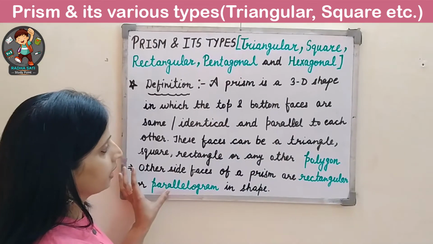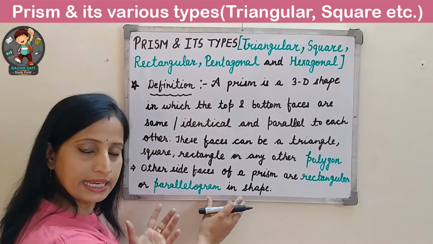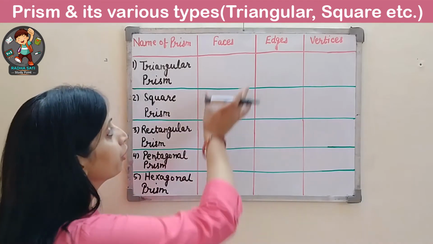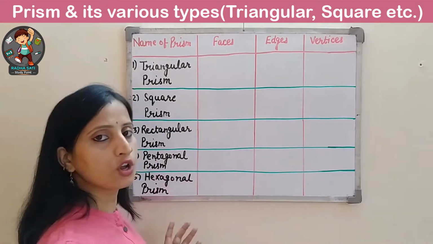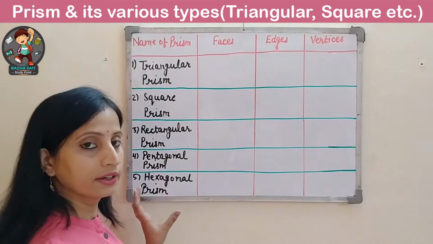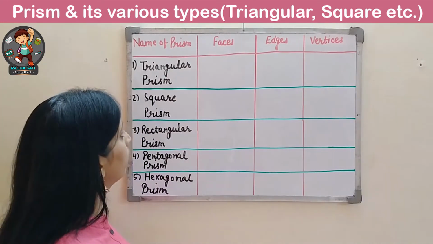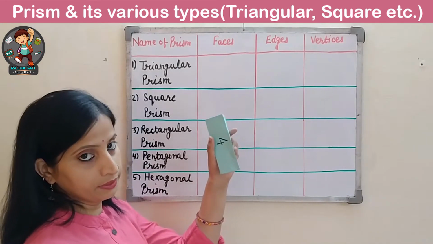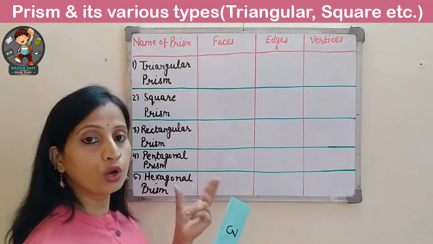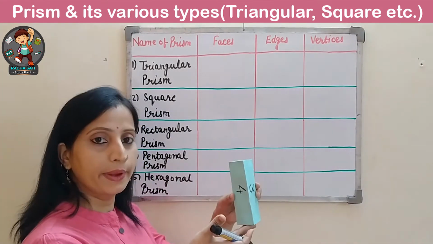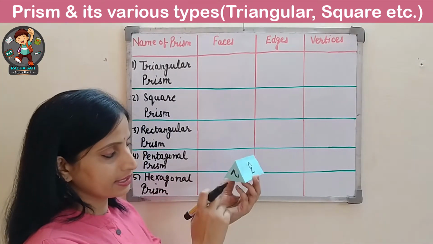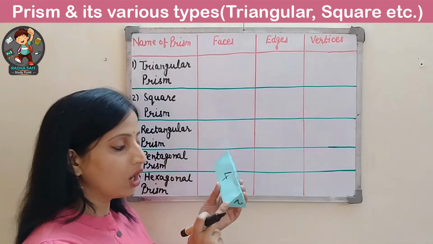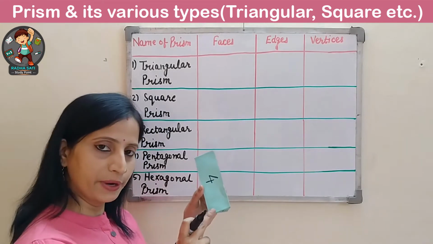So now after this we will discuss the faces, edges and vertices of various types of prism. First we will start with the triangular prism. This is a triangular prism. The name of a prism always depends on its base. Here the base faces are in the shape of a triangle. That's why we call this prism a triangular prism.